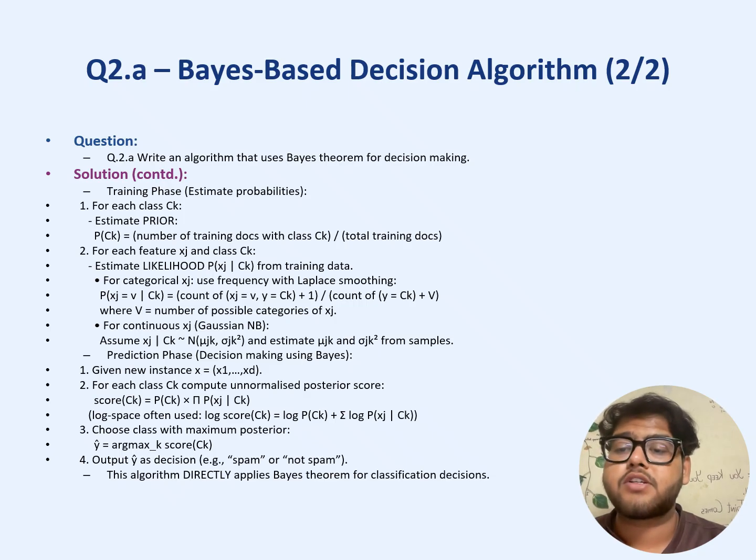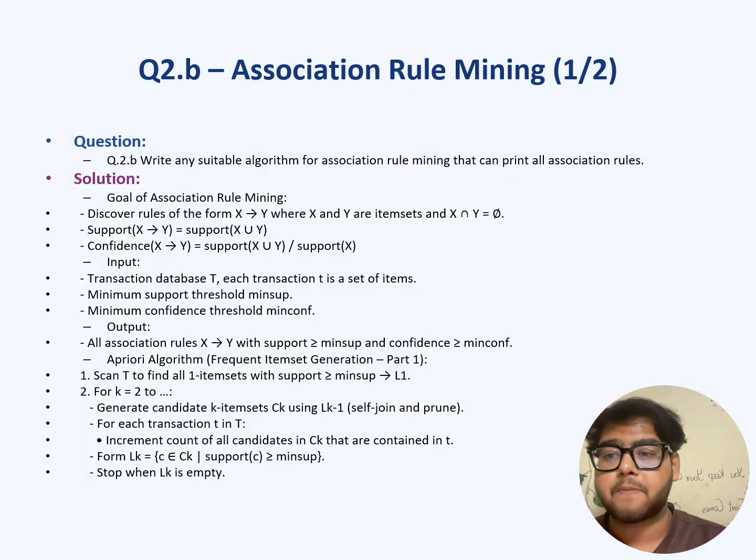Prediction phase: decision making using Bayes. Given a new instance x equal to x1 and so on, for each class c_k, compute the unnormalized posterior score. Choose the class with the maximum posterior. Output y as the decision. The algorithm directly applies Bayes theorem for classification decisions.